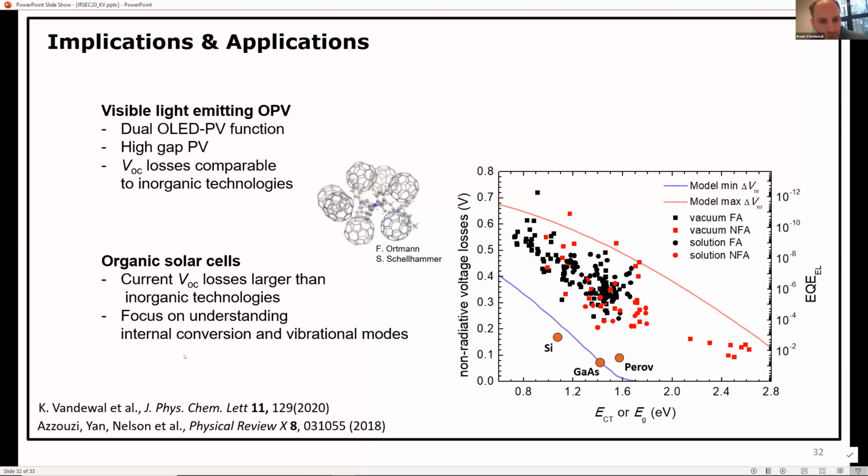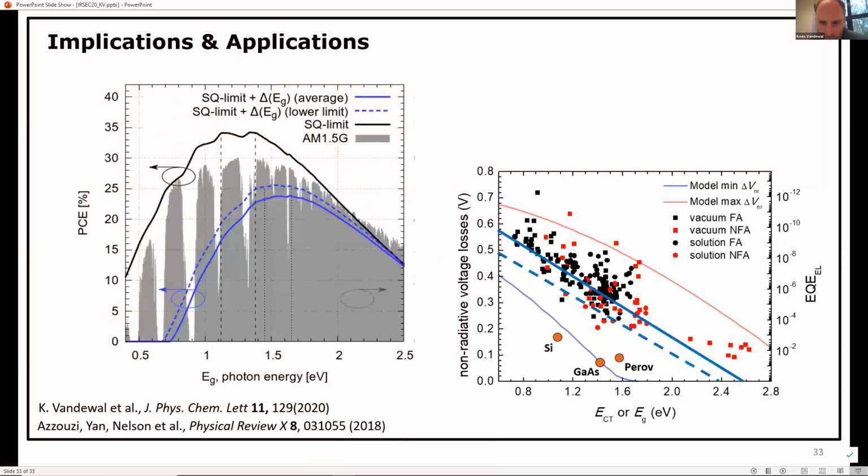Future research, if we want to improve the efficiency of organic solar cells, should understand these internal conversion processes and all these vibrational modes of organic molecules, because that's what's currently limiting the efficiency at open circuit voltage. But anyway, suppose we cannot solve this problem, and suppose that our non-radiative voltage losses and our VOC losses are always in the range which they have been.